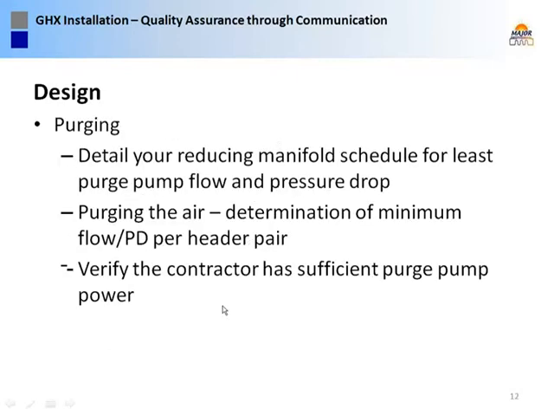Another key thing is on your reducing manifold schedule, you always have to keep in mind how easy you can make it to remove the air out of the system. GLD has a nice module for helping you do that. What I like to do is a preliminary purging calculation to get that 2 foot per second flow velocity determined. For example, 1.25 inch DR11 circuit pipe needs 9.1 GPM to get 2 foot velocity. Well, if you've got 10 holes on a header pair, that's going to be 91 GPM. Then you calculate the pressure drop.